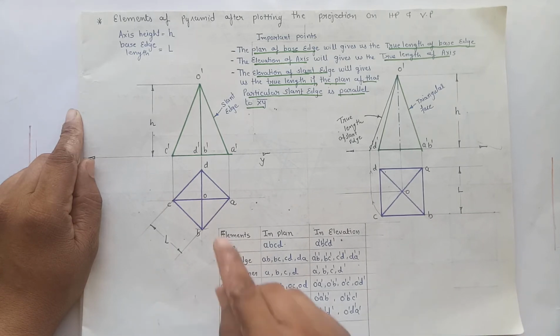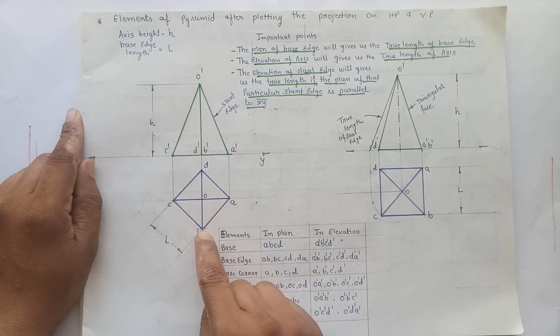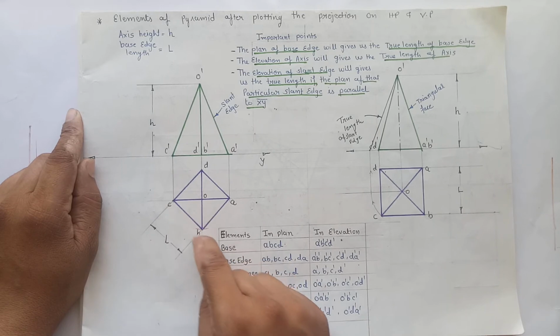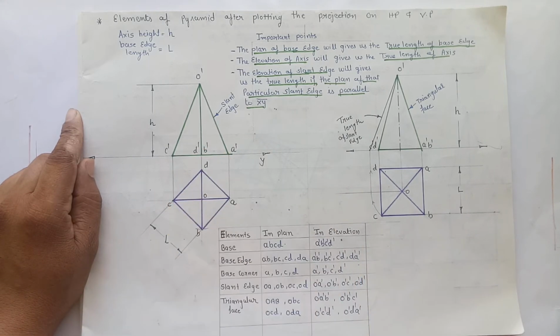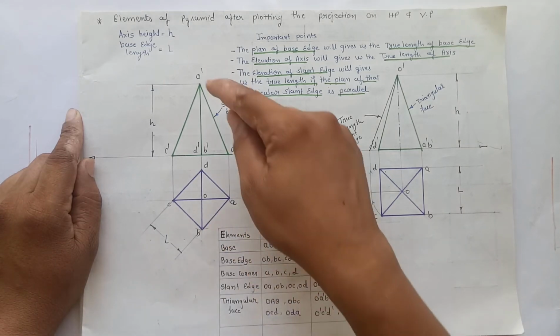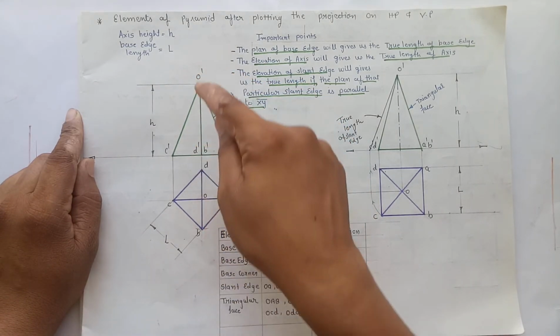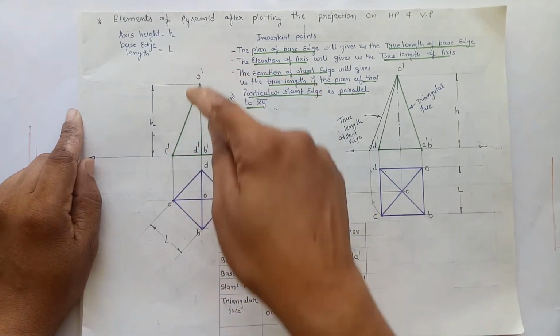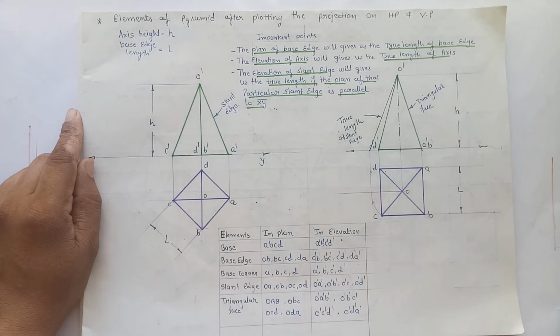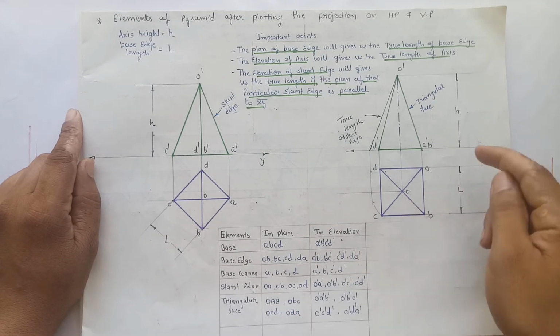Now the triangular faces. OAB, OBC, OCD and OAD are the plan of the triangular faces, and O dash A dash B dash, O dash B dash C dash, O dash C dash D dash and O dash D dash A dash are the elevation of the triangular faces in both cases.